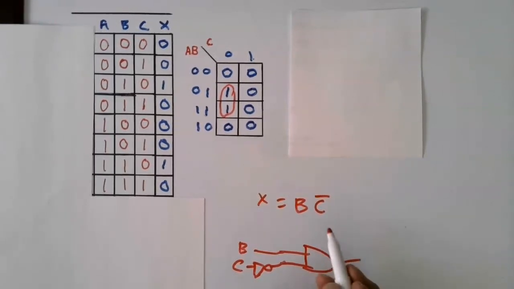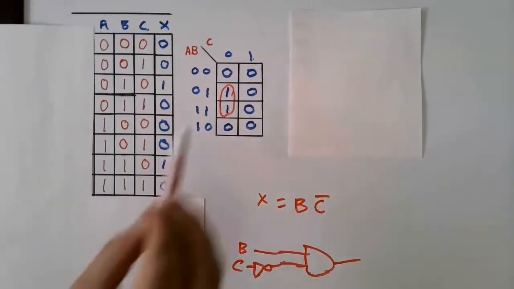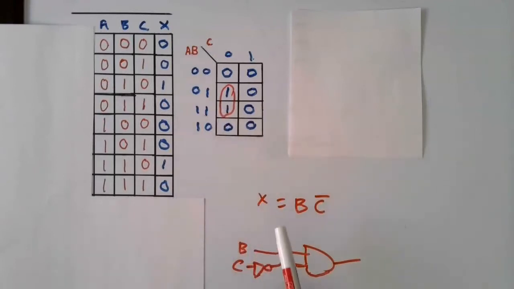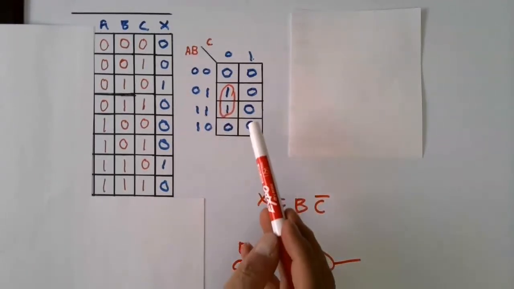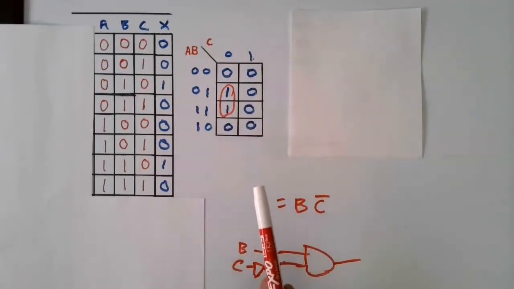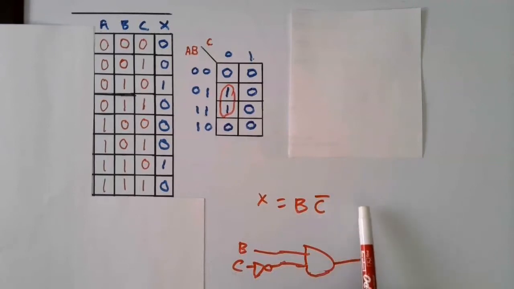Now, this is only one term here. Sorry, that's a crummy looking AND gate. Let's try to fix that a little bit. There we go. We only have one term here. In other words, we only have one grouping. So we only have one of what are called min terms. If we had multiple overlaps, ones in different locations that could be grouped together, we would then OR those terms together. And that's what I'm going to do in this next step.